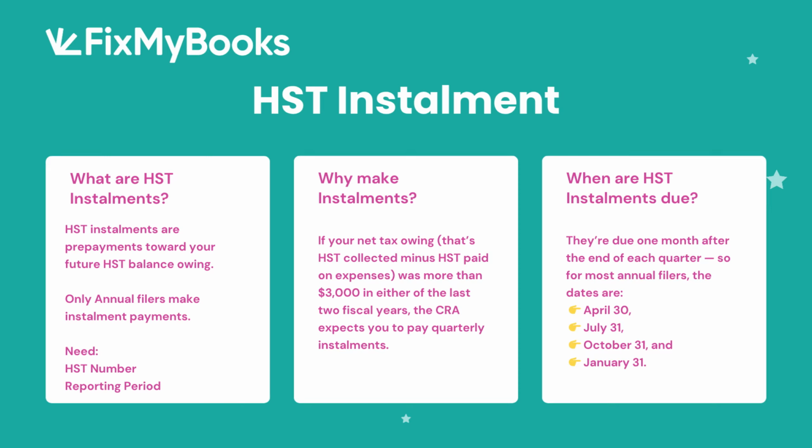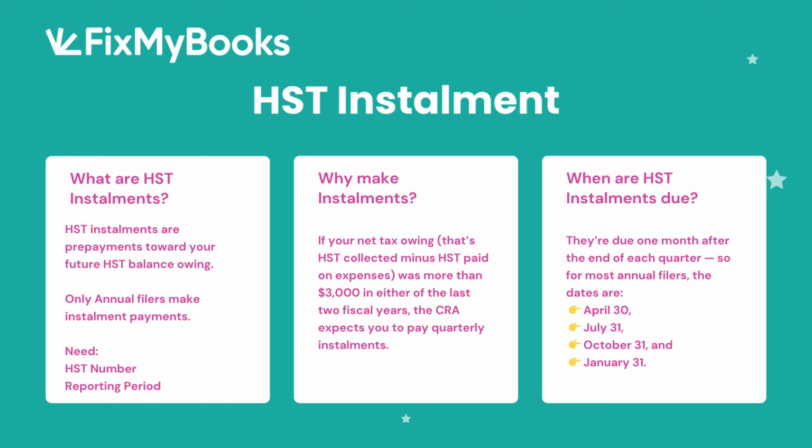Same thing if you think maybe this year you're going to owe more in tax. So let's say you think you're going to owe 10,000 instead of 4,000, then 10,000 divided by 4 is 2,500. So you're going to make 4 installments of 2,500 each.